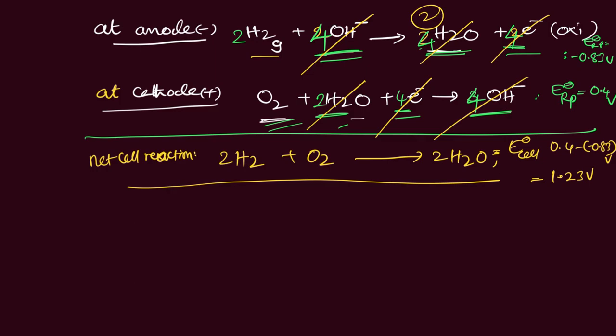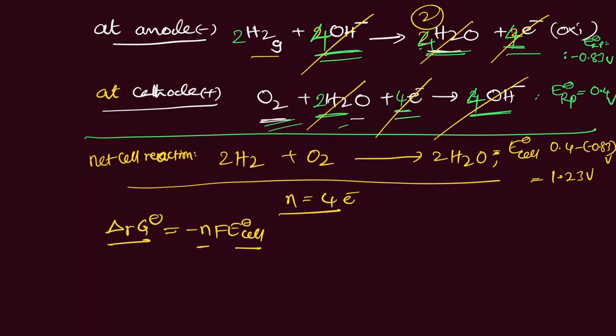So you have to remember here how many electrons are transferred. How many electrons are transferred? 4 electron transfer. So n is equal to 4 for this reaction. Why this is required: sometimes they may ask the question, calculate the ΔrG°. What is the formula? Minus nFE°cell. They will give the E°cell and ask you to calculate the Gibbs energy of this reaction. You should know how many electrons are involved.